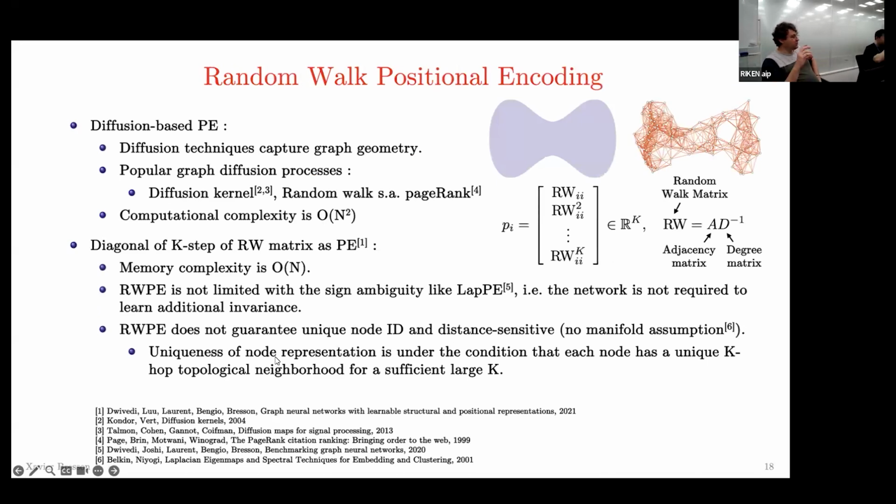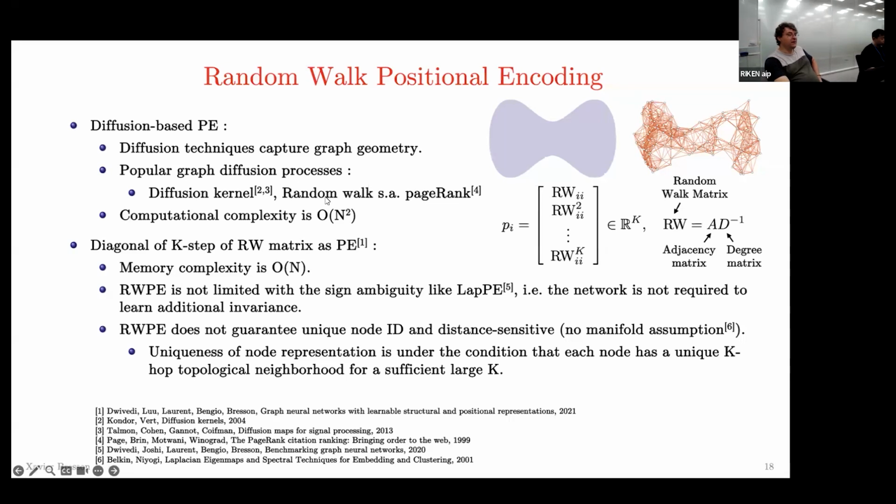So this one has no issue with the sign. There is no problem with the sign. But the problem is that you may not have a unique representation for each node. So the condition is basically you need to have a k-hop neighborhood which is different for each node to have a unique representation. Even if the mathematics are very different, the final performance is not so different. No, they are very different.